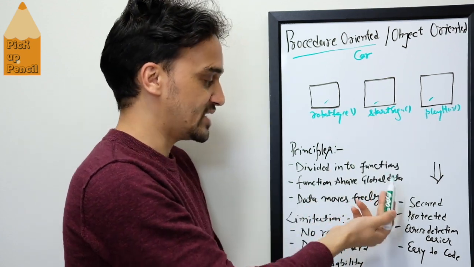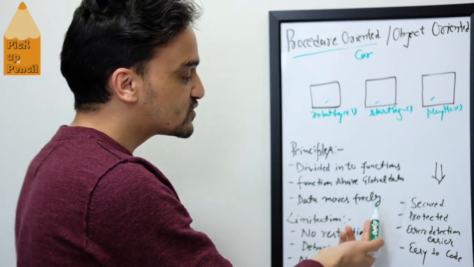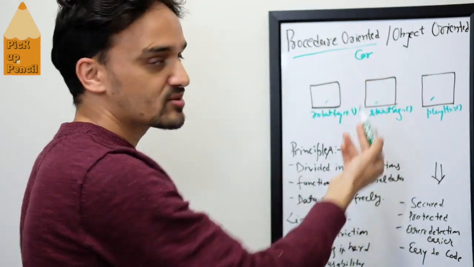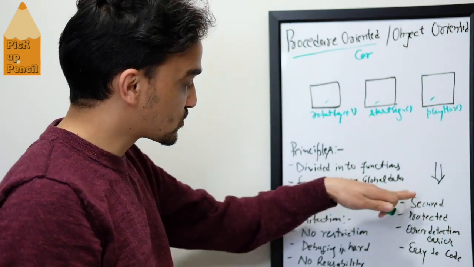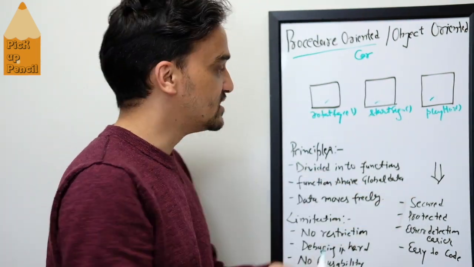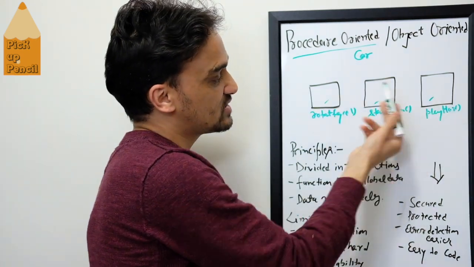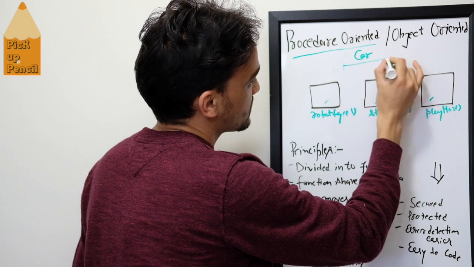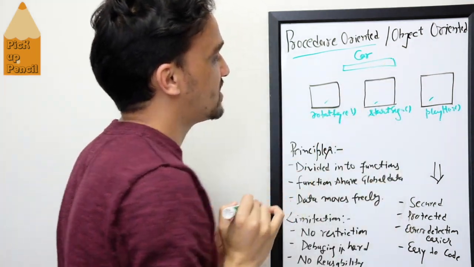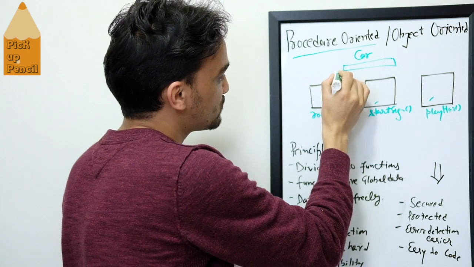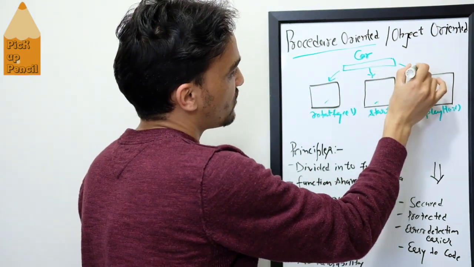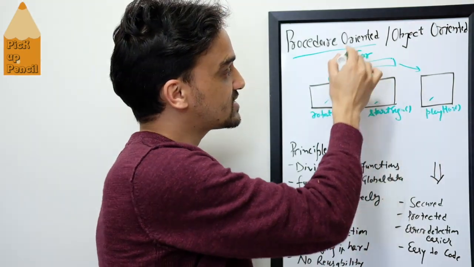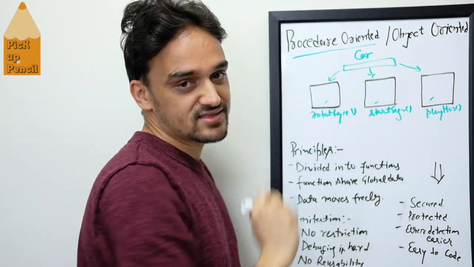Functions share global data, and data moves freely. This is how the procedure-oriented programming language behaves. Data moves freely between these functions. Let's suppose I have some global data here. Global data means this program has some data, and this data can move freely into any one of these functions. Any function created in this car program can take the data.